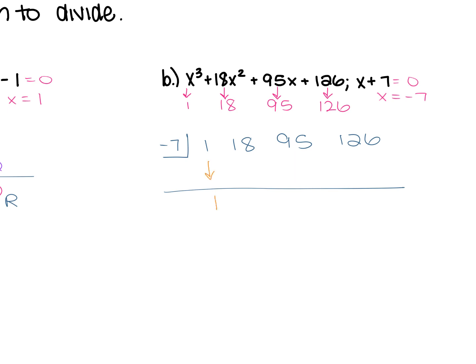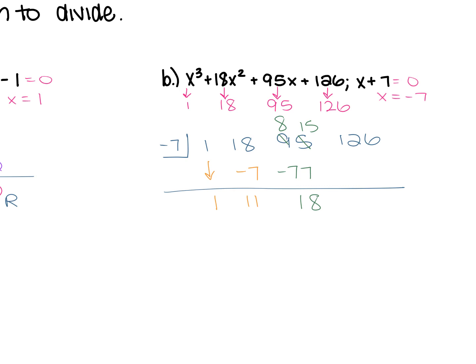Pull down that 1. 1 times -7 is -7. Combine those. 18 minus 7 is 11. From here, 11 times -7 is -77. Combine that with the 95. Your 5 turns into 15, making your 9 an 8. So 15 minus 7 is 8. 8 minus 7 is 1.